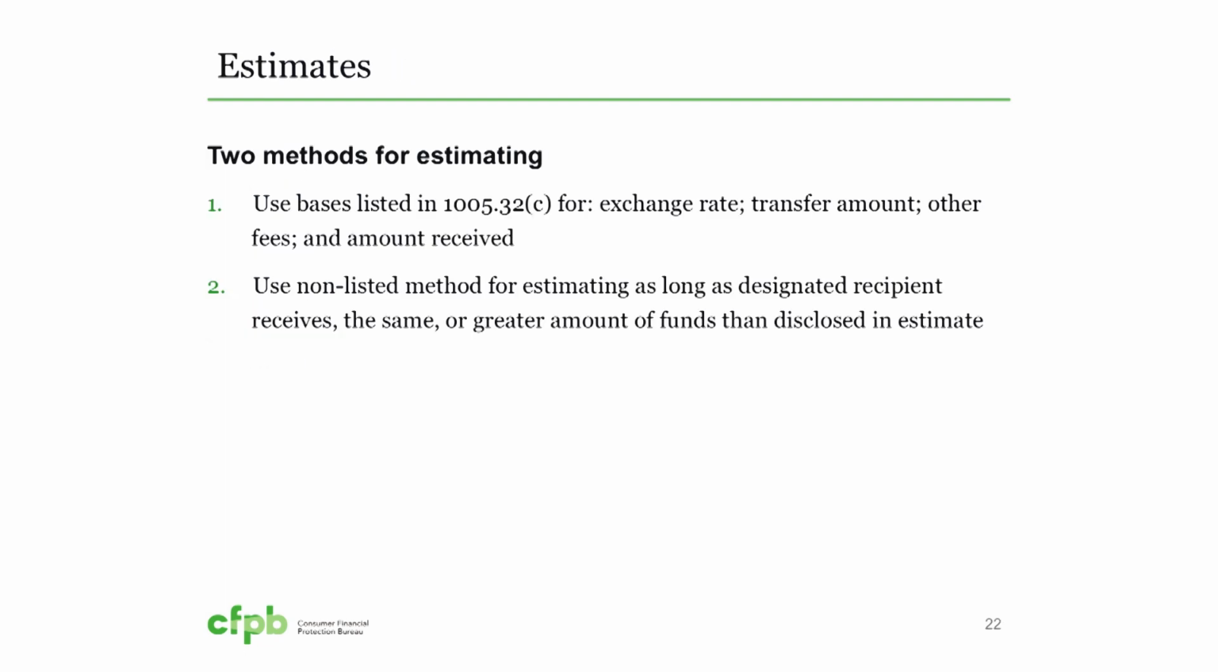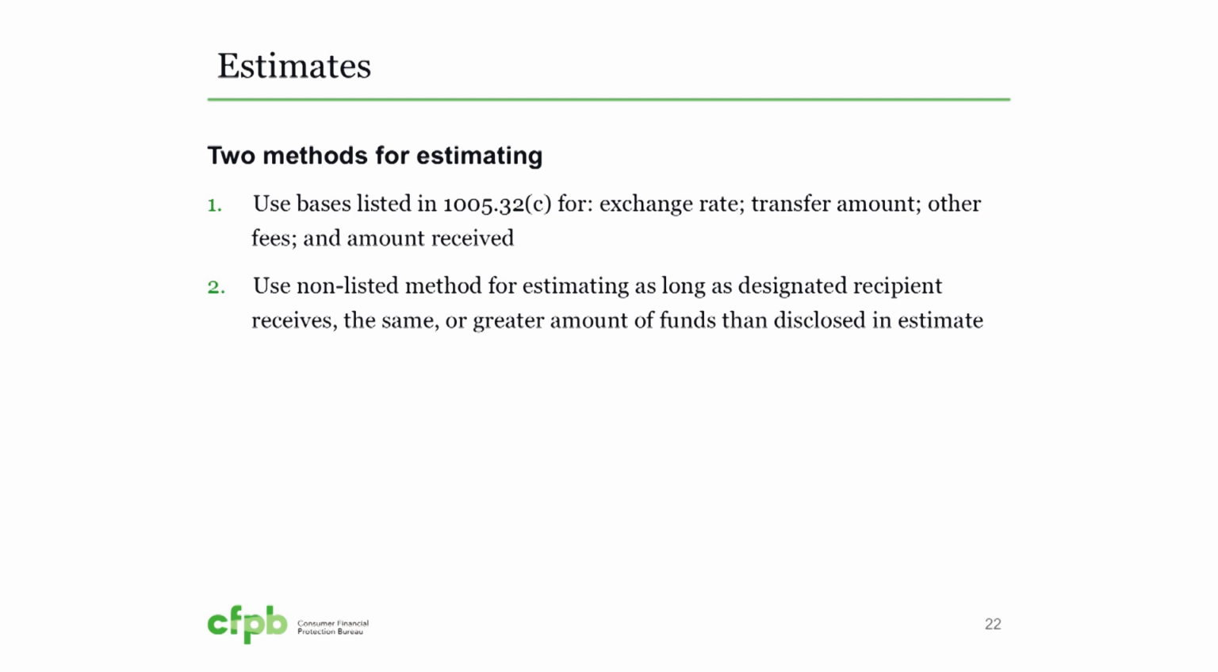Now that we've outlined the exceptions to which estimates may apply, let's talk about how you can actually provide estimates. There are essentially 2 methods for estimating under the rule, except for those transfers where estimates are based on reasonable sources of information, as we've already discussed the way to disclose these estimates. The first method is to use the specific bases listed in the rule for estimating: the exchange rate, transfer amount, other fees, and the amount received. And the other is a safe harbor. This permits the use of non-listed methods as long as the recipient receives the same or greater amount of funds than what was disclosed in the estimate. With respect to the listed methods, I'll go through a few examples.